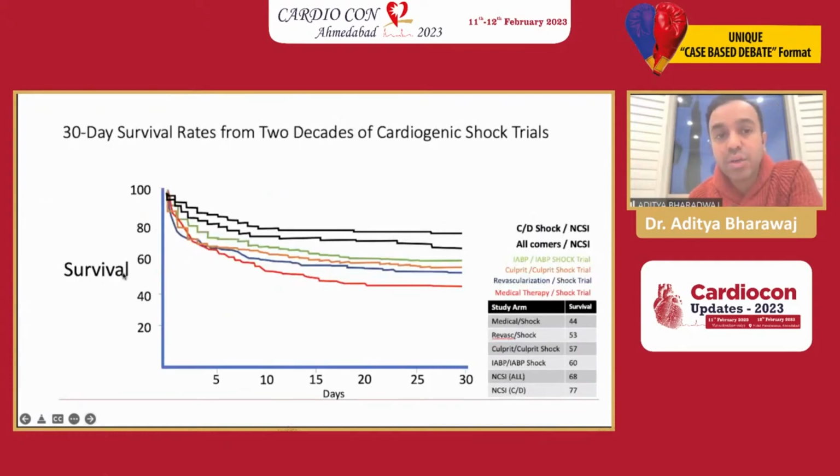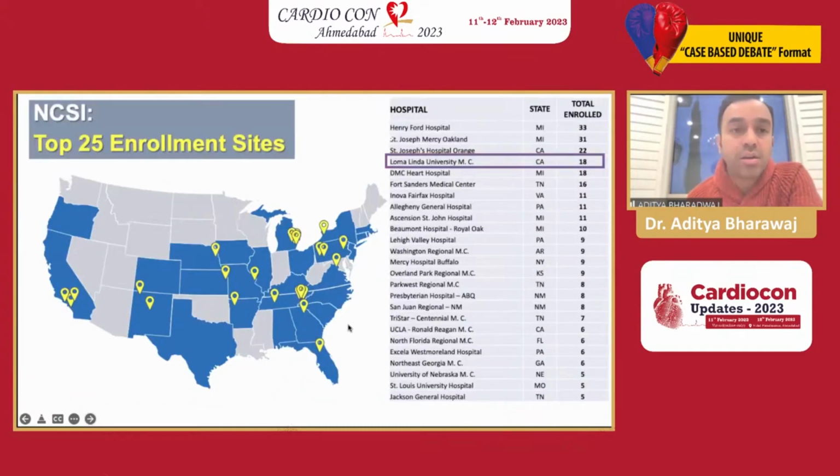This is a comparison of the survival in all the previous shock trials. The SHOCK trial, the CULPRIT-SHOCK trial, IABP-SHOCK trials, historically the survival of patients in cardiogenic shock at 30 days has been in the 40 to 50 range. But if you actually look at these curves, the curves on top are the NCSI survival curves. All the way at the top is SCAI Stage C and D, which had survival of 77%. And if you look at all comers, which also included SCAI Stage E, the survival was 68%. So clearly a signal towards increased survival as compared to all the prior shock trials.